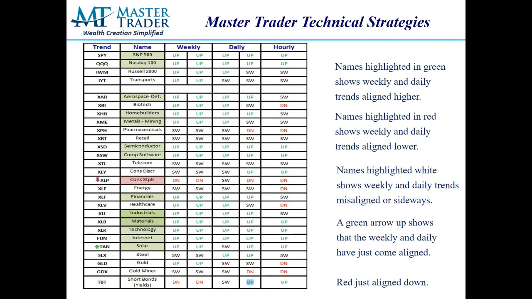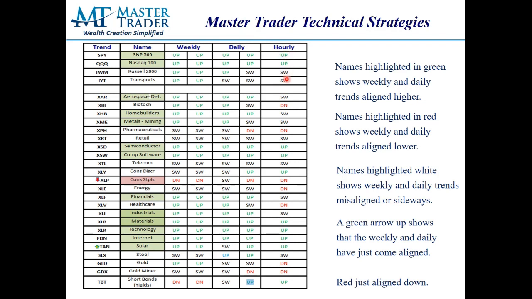So here is an example from one of the letters, and you can see the broader market indices here, and then all the various sectors that are tracked. And what we see here, these names that are highlighted in green, they show that the weekly and daily time frames are in alignment with each other. And when they are in alignment with each other, that suggests they're going to continue to move in that direction until that changes.